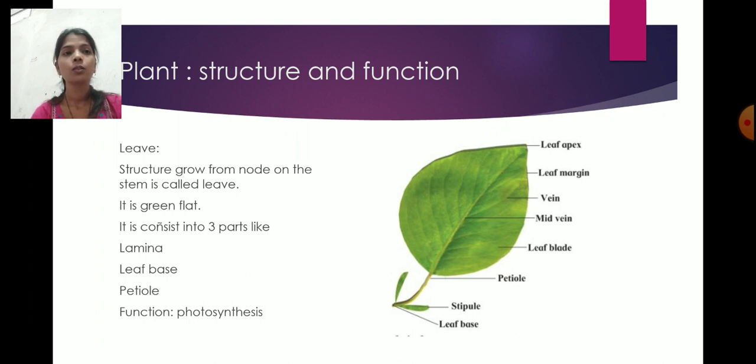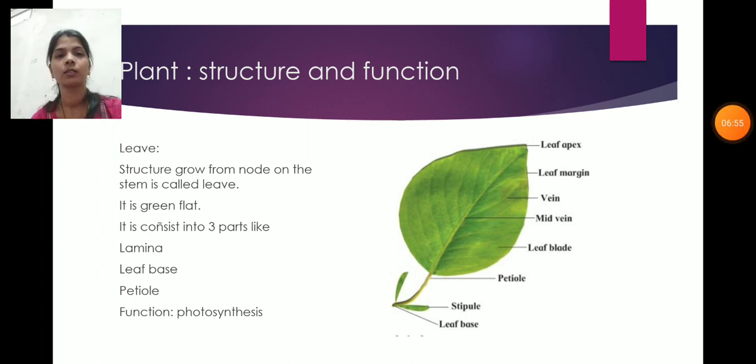The spreading part of the leaf is called the lamina, and the edge part of the leaf is called the leaf base. It is also called the leaf margin. Every leaf has a stalk-like structure. As we see in this structure, this part is called the petiole.